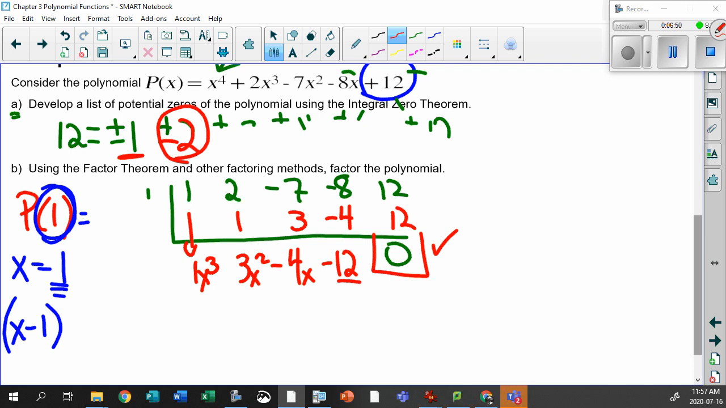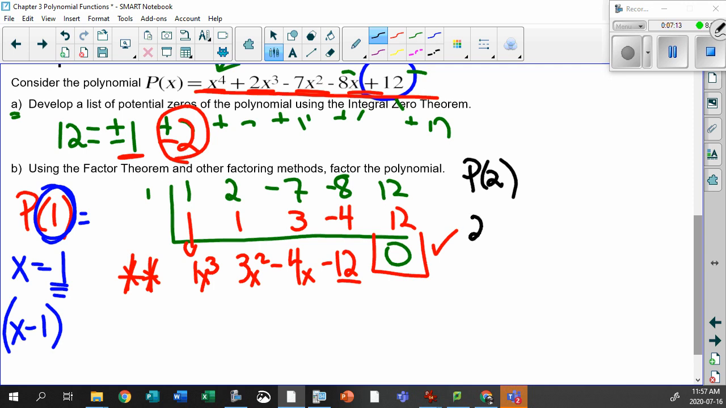Now, am I going to go back to the original? Heck no. I'm going to start dealing with the simpler one. Why? Because if it's a factor of the simpler one, it has to be a factor of the larger expression. Okay, so I'm going to try positive 2 and see if it works. Okay, so here we go. P at 2. Punch it in there.